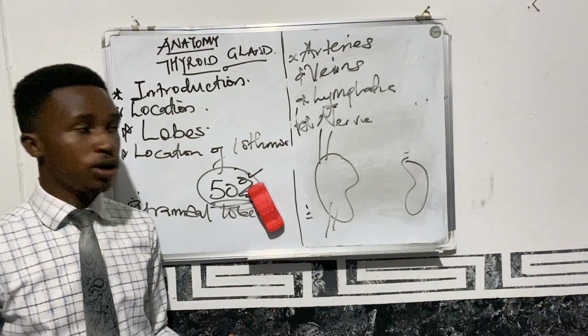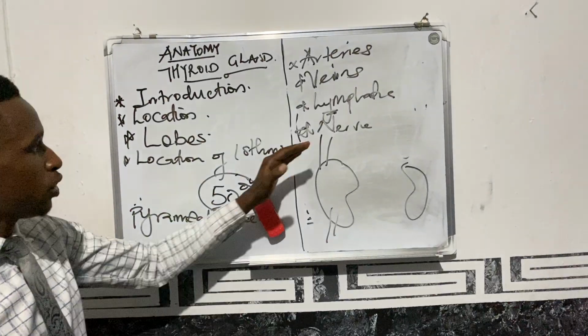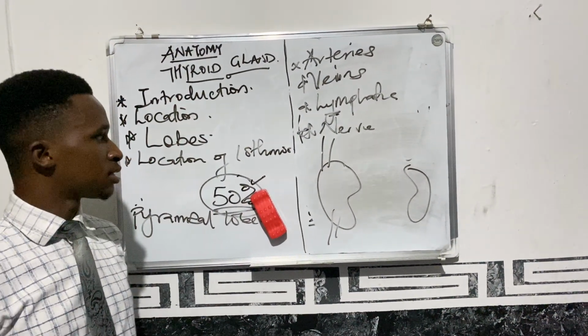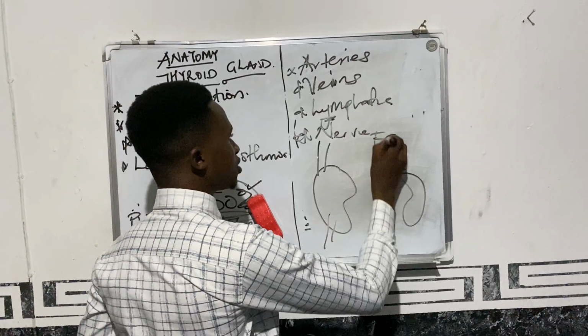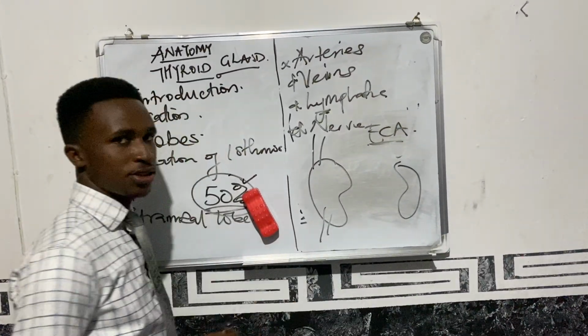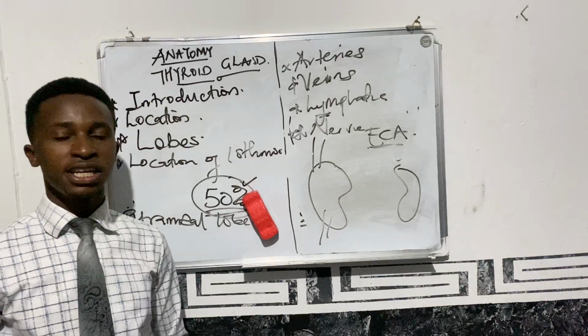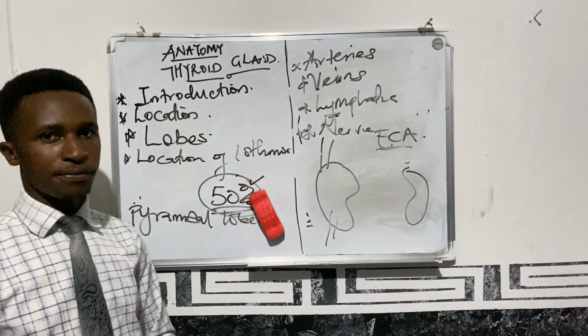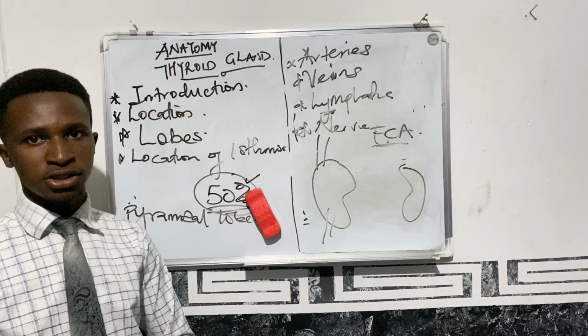The potential question you are going to see: the superior thyroid artery is a branch of which artery? The superior thyroid artery is a branch of the external carotid artery. The external carotid artery gives rise to 8 branches. One of them is referred to as the superior thyroid artery.